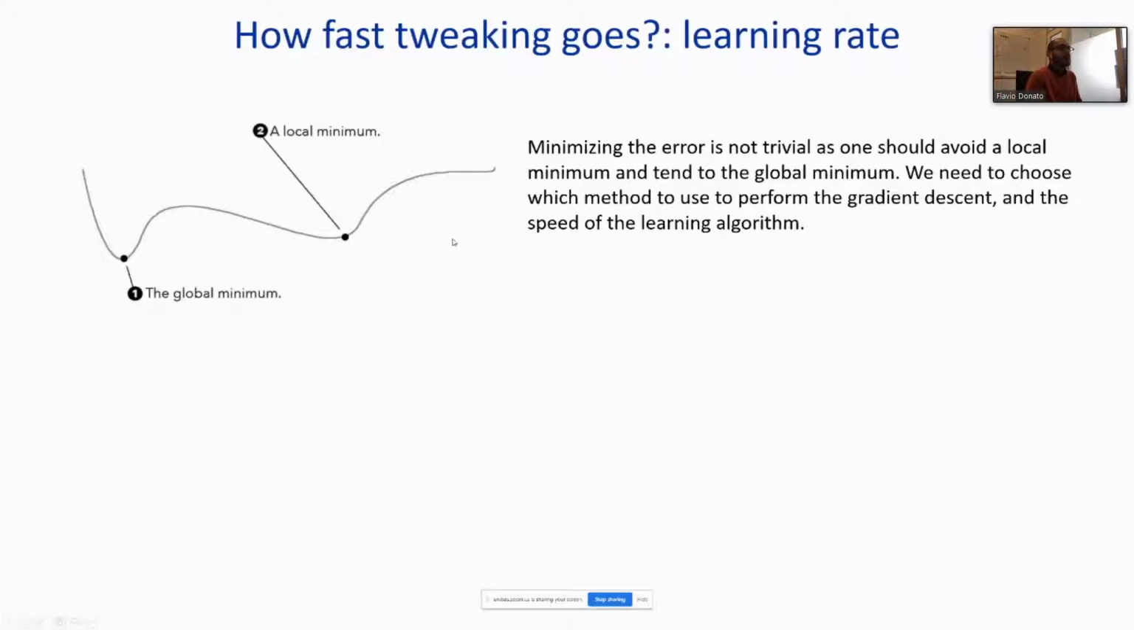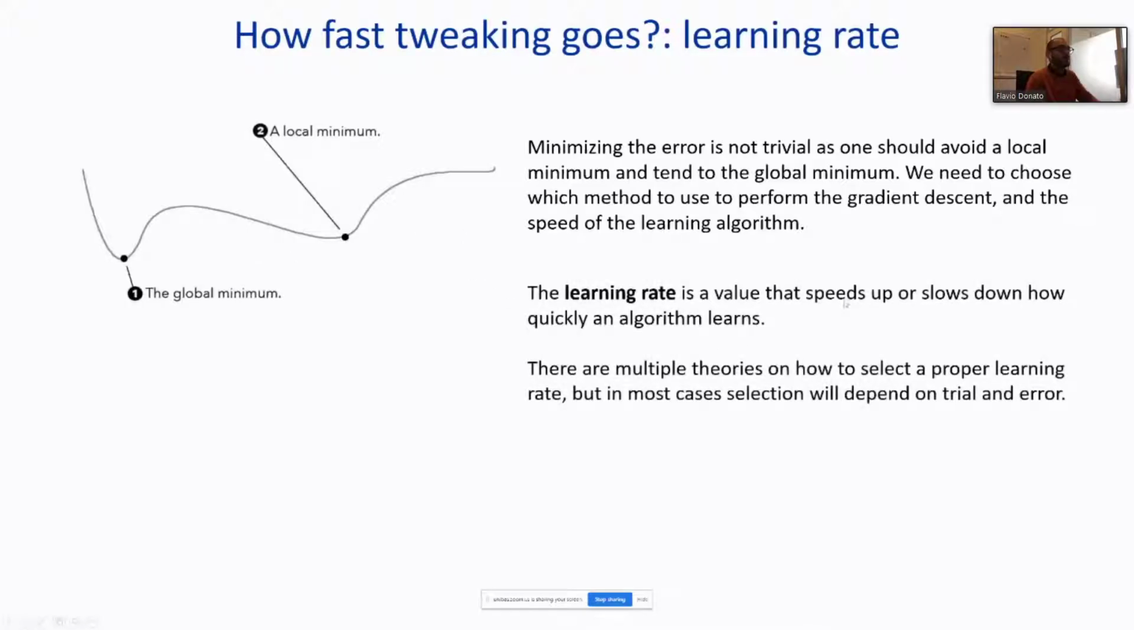We need to choose the speed at which this process of going down happens, or, if you want, the step that the learning function will take. And this is the learning rate, which is a value that speeds up or slows down how quickly an algorithm learns. There are multiple theories on how to select it. In most cases, it depends on trial and error. I'm sure that this can be optimized. Everything that is good can be made better in engineering time. So I think that this can be optimized.